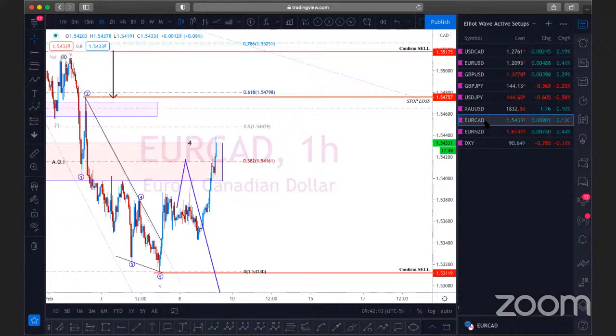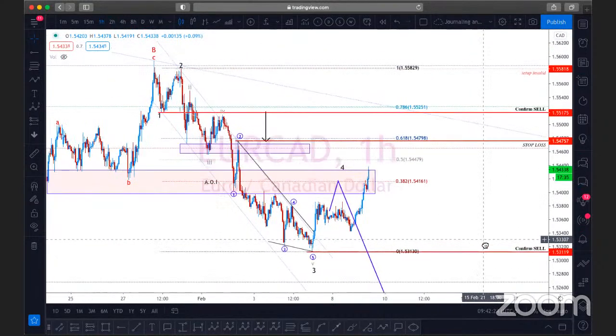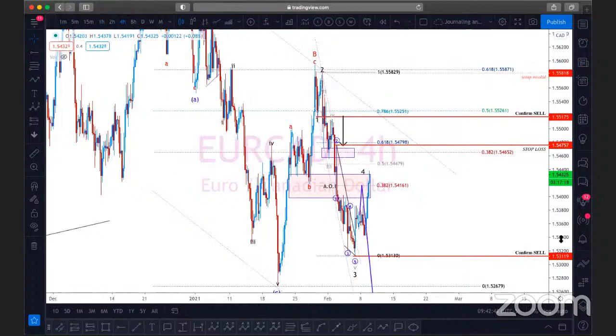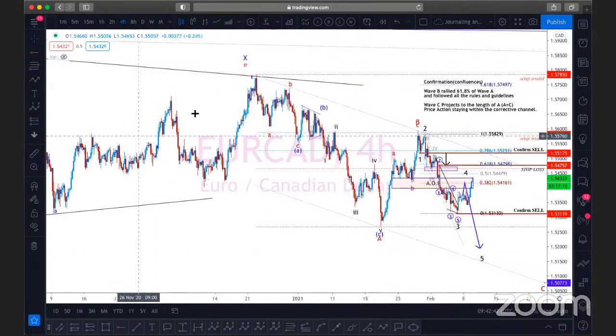Now, EuroCAD, we had a different situation playing out on the market, and let's see if we can take it back to the 4-hour time frame for more clarity. On the 4-hour time frame, we were looking at this overall triangle pattern completing. And from this triangular pattern at wave X, we were looking for the market to complete a 3-wave move down to give you wave Y.